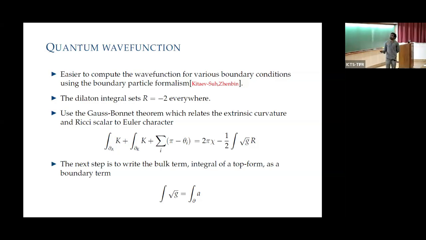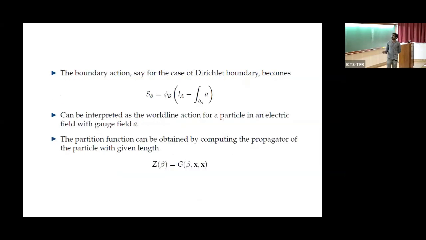Noting that the Ricci scalar is constant everywhere because of the dilaton integral, this term is just the integral over root g, the volume form, and you can write it as a boundary term. Okay. And including the counterterm for the asymptotic boundary, we see the boundary term in the action, let's say for the case of Dirichlet boundary, ignore the York boundary for a moment.